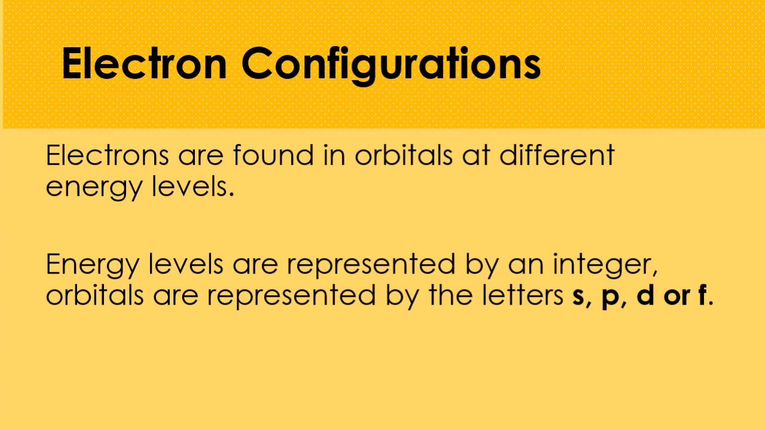Altogether, out of 118 elements in the periodic table, there are 4 different types of orbitals, and they are all represented by different letters known as S, P, D, and F. They denote the shape of the orbitals and their location in an atom.